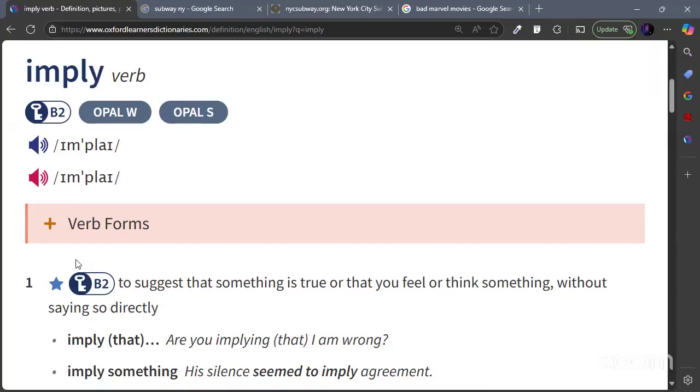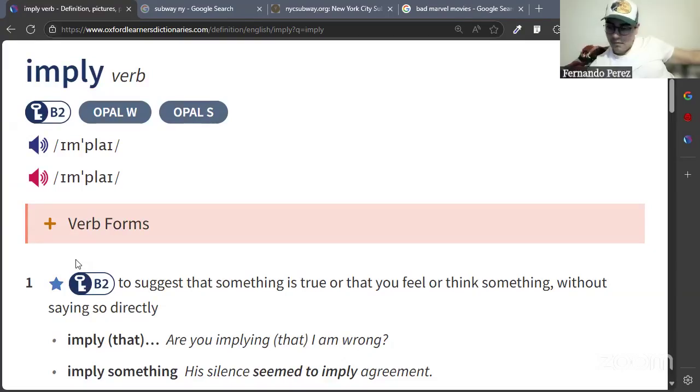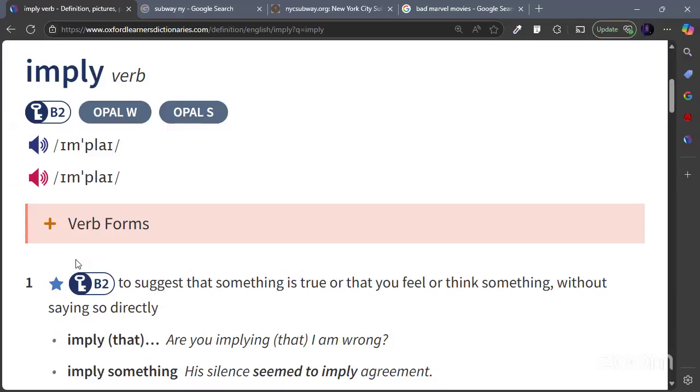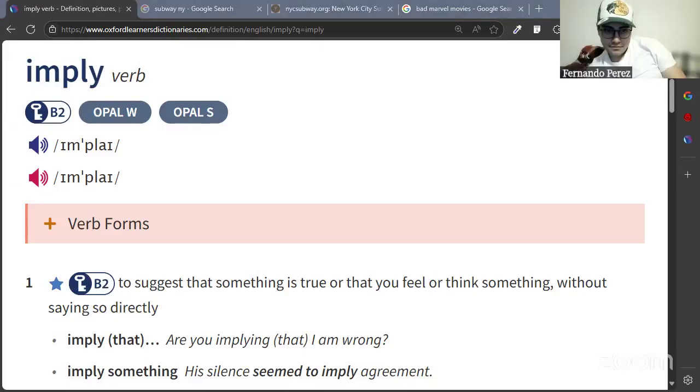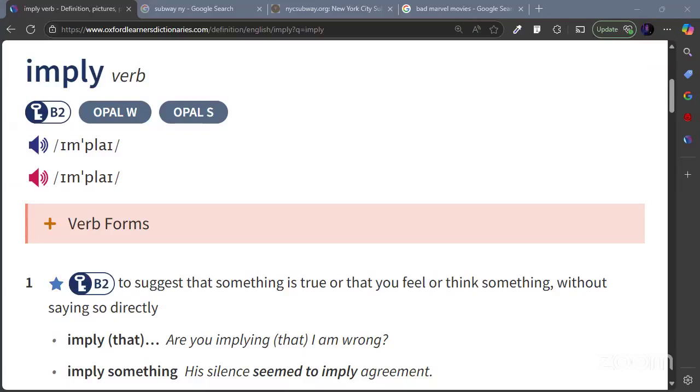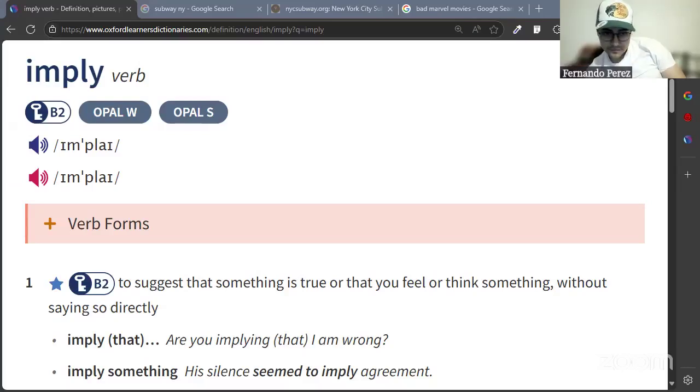Imply. To suggest that something is true or that you feel or think something without saying so directly. Can you repeat that? Without saying so directly. That's right.